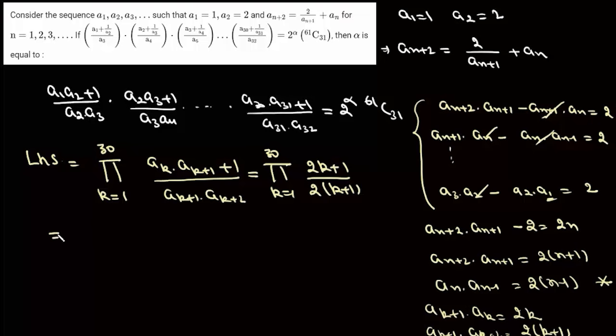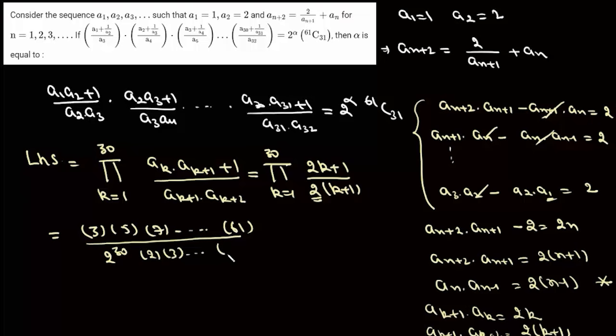Now if we expand this product, if we put k as 1, we'll get this as 3, 5, 7, going all the way up to 61. And in the denominator, we'll have this 2 thirty times, so that'll be 2 to the power 30. And then we'll have k plus 1, so it'll be 2 into 3 up to 31.